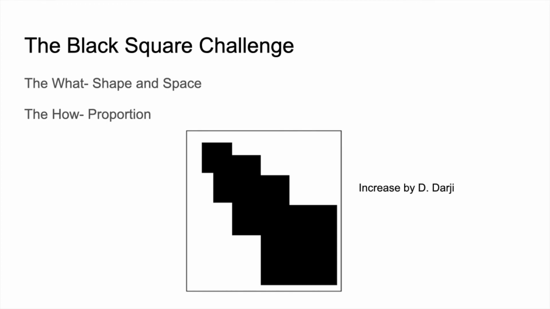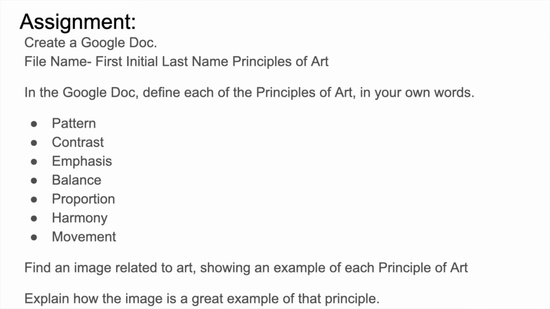Right? Again, the what, shape, and space are the same. Space this time is used by overlapping these squares and also filling the frame. This is increased by Duval, and it's focused on using the how, proportion, using smaller squares as they get larger and larger. So we are actually comparing the sizes of one square to the next to help create that message of increase or something increasing.